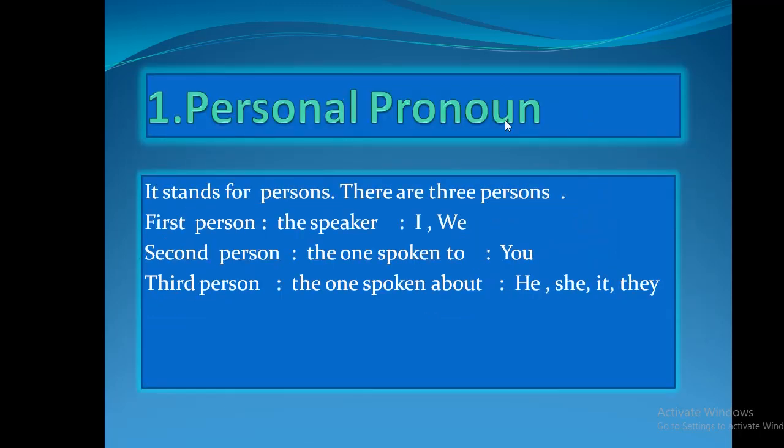First one, personal pronoun. It stands for persons. There are 3 persons. First person, the speaker who is speaking. They are I, we. These are personal pronouns for the first person, which are the speaker. Second person, the one spoken to, that is you. Third person, the one spoken about. They are he, she, it, they.